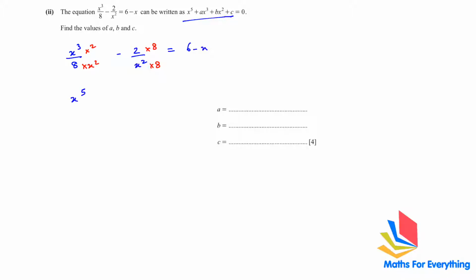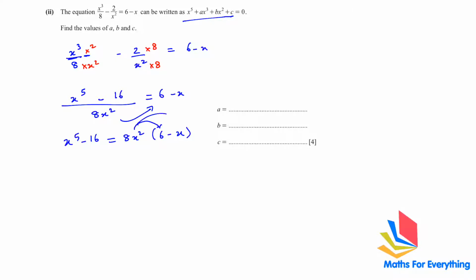Whenever we have the same base and we multiply, we add the powers. And 2 multiplied by 8 is 16 over 8x square. Because they have a common denominator, I can write it as a single fraction. And then now we are going to, sorry, I wrote this wrong here, 6 minus x. Now we will move this to the other side. So you have x to the power of 5 minus 16 is equal to 8x square bracket 6 minus x. We will expand the bracket.